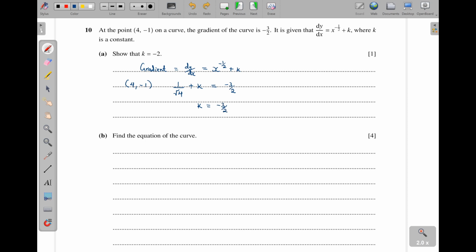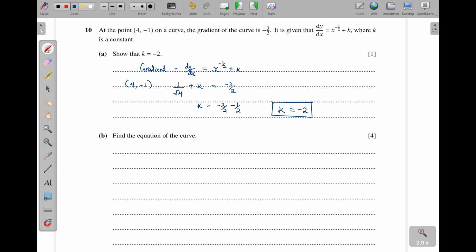This will be a half. So when it crosses, it will be minus. Now, -1.5 minus 0.5, that will be -2. So therefore k is equal to -2. As simple as that. Then part B, find the equation of the curve.